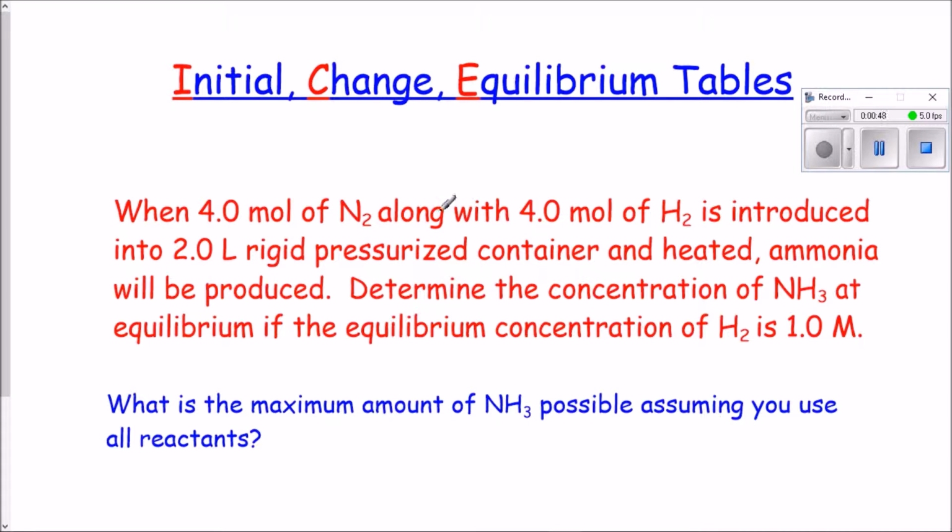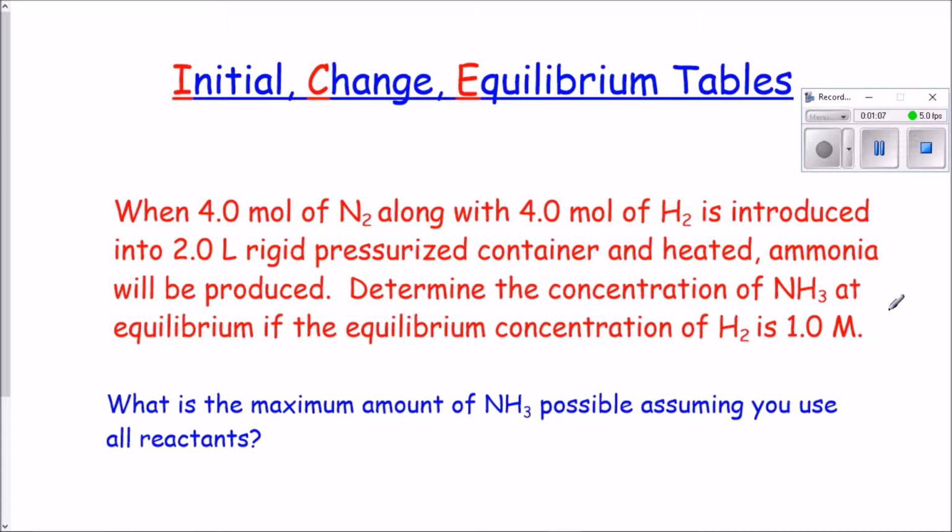And you can see here in this reaction we have 4 moles of N2 reacting with 4 moles of H2. It's put in a 2-liter container. They're both gases, so they fill up the container, and ammonia gas is produced. So let's determine the concentration of ammonia at equilibrium if the equilibrium concentration of H2 is 1 mole per liter.